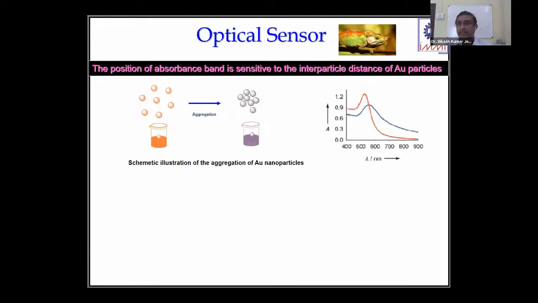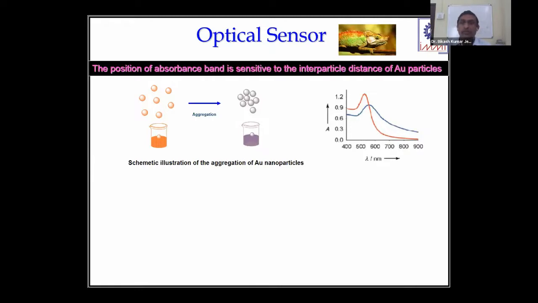That I'm going to give an interesting example, and I can demonstrate here how you utilize this gold nanoparticle for optical sensing application. You can see, you can say that this gold nanoparticle has a kind of chameleon behavior in its optical properties.